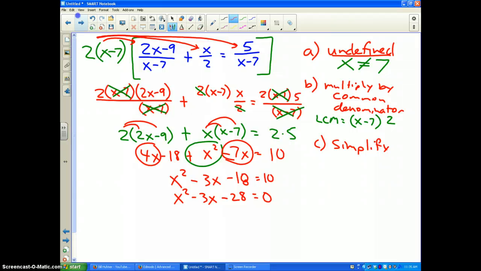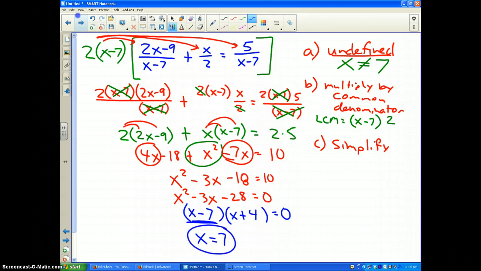All right, well, got to solve that. I believe that's factorable. Looks factorable. X minus 7 and x plus 4 equals 0. Beautiful. Well, this piece gives me an answer of x equals 7. And this piece right here gives me an answer of x equals negative 4.